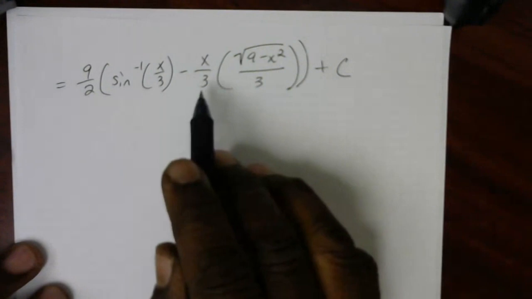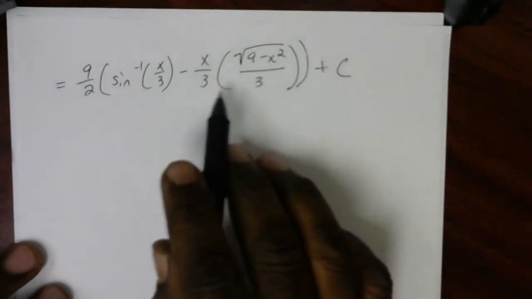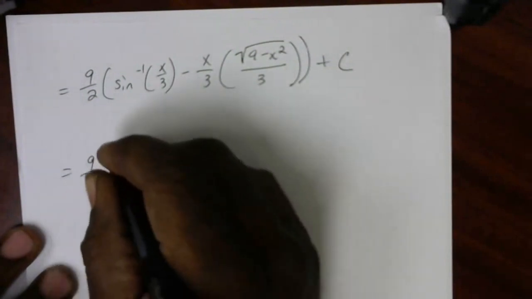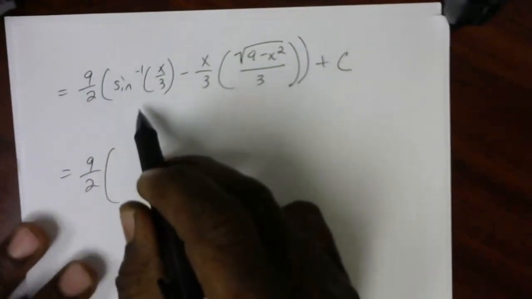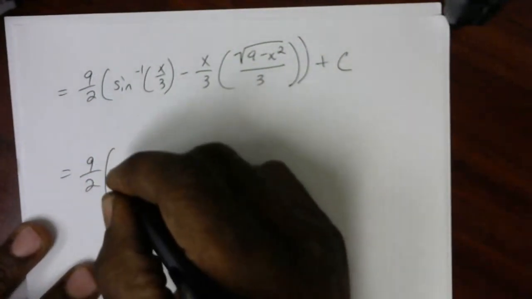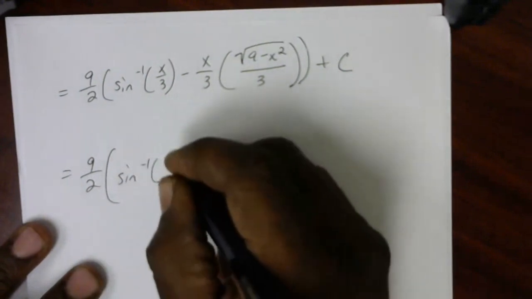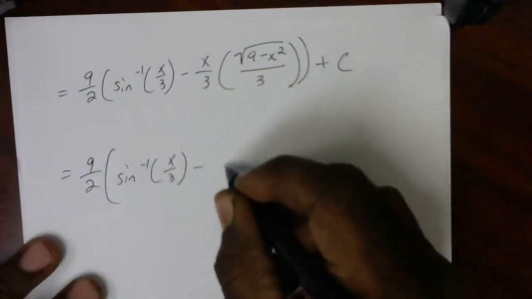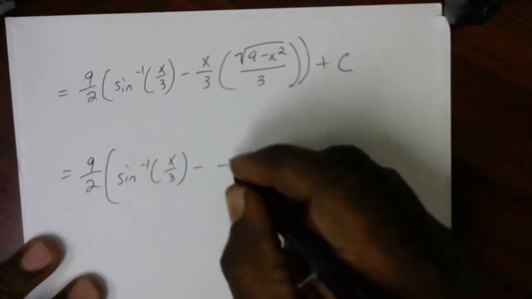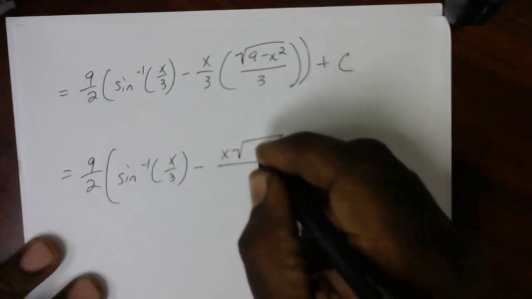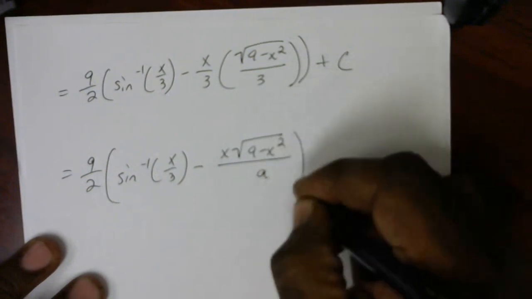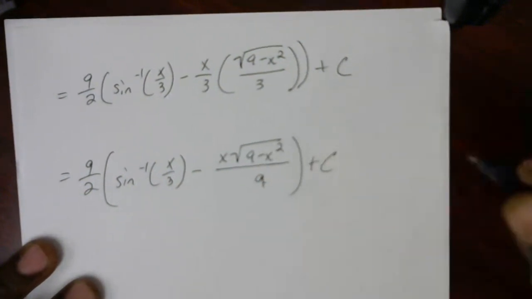Right, I'm going to simplify. I'm going to combine these two. I'm simply going to multiply the denominators. So this is 9/2, which is still on the outside of my set of parentheses, times the arc sine of x over 3 minus x times the square root of 9 minus x squared over 9, plus c.